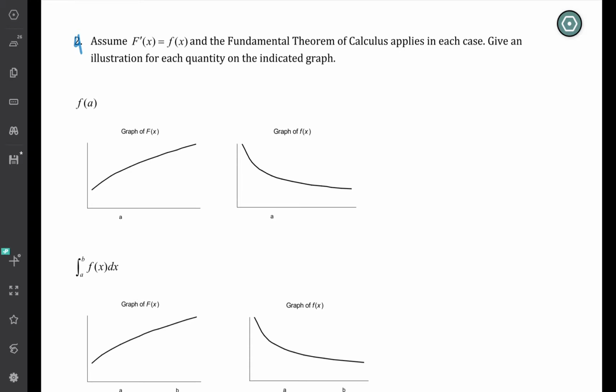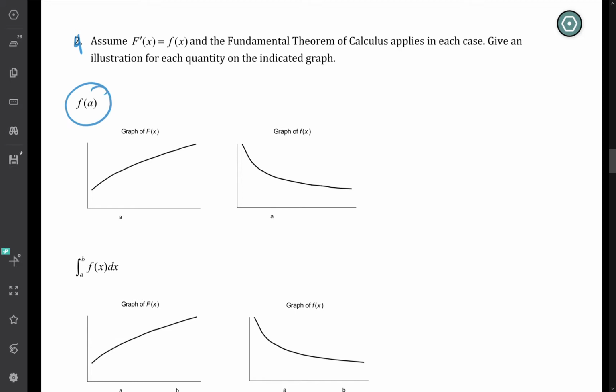Hi everyone, this would be a great video for you to pause and try and work through. There's 2 pages worth of stuff on this problem number 4. So go through and see if you can, on both the graph of big F and the graph of little f, represent each of these things.